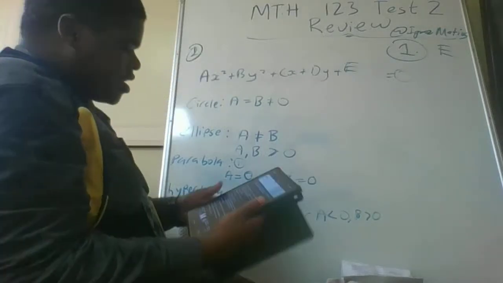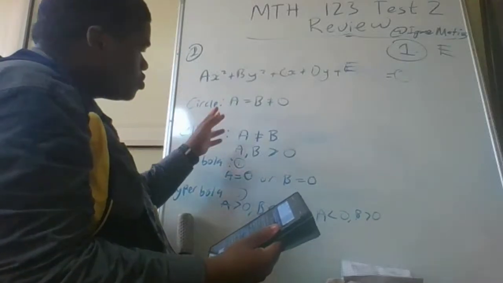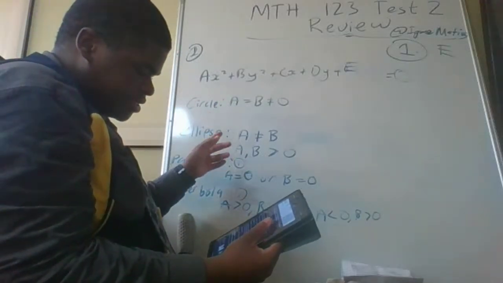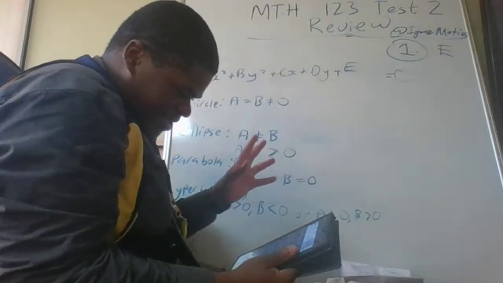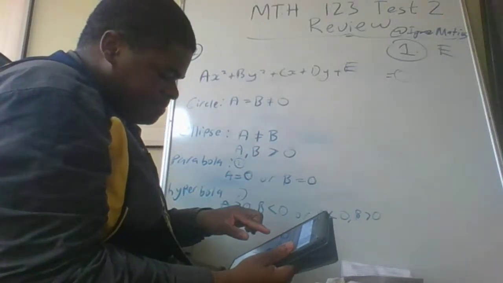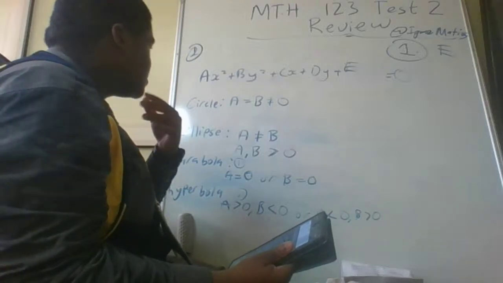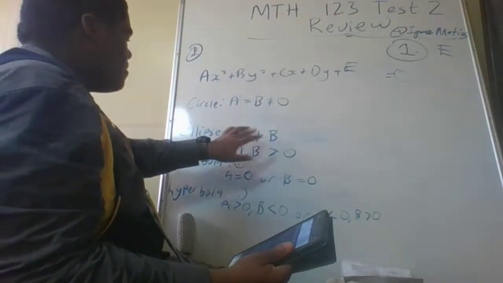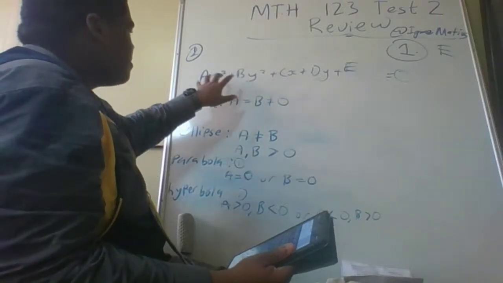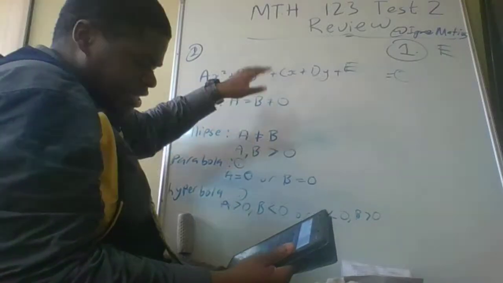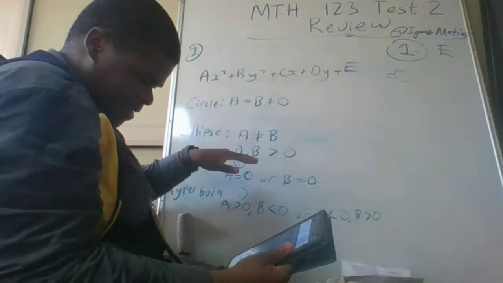For circle, A and B are equal to each other and they are both not equal to 0. For ellipse, what they put here is going to be a little bit confusing, but here they have the b squared term minus 4ac is going to be less than 0. What it means is that A and B are not going to be equal to each other and B is not equal to 0. That means A and B are not equal to each other and there's going to be an xy term for ellipse.